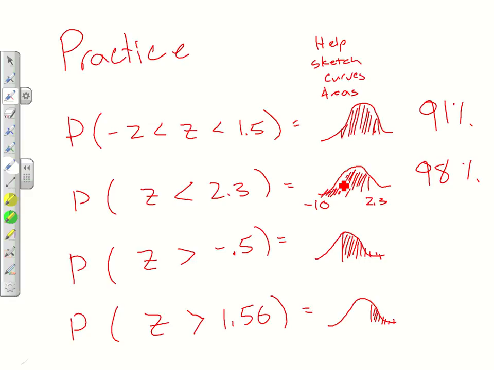Mr. Ingleton, what'd you get for the third one? 30.85 does not sound or look correct, right? Why not? Because if we're greater than negative 0.5 standard deviations from the mean, I know that's going to be at least 50%, because the mean's right here, negative 0.5, and if I'm talking about greater than, it needs to be bigger than 50%. Fix your answer.